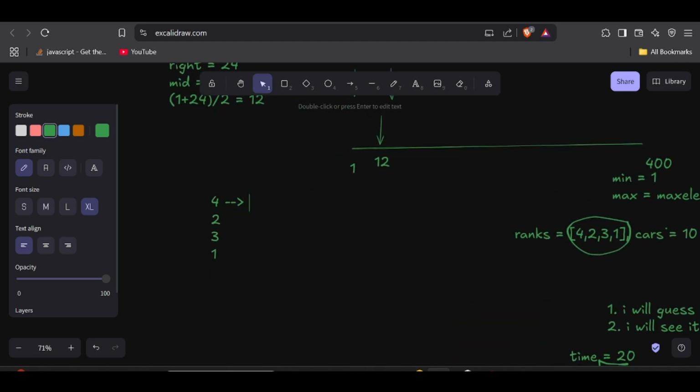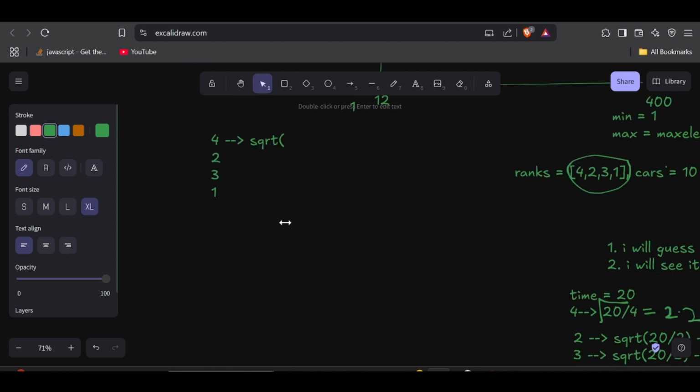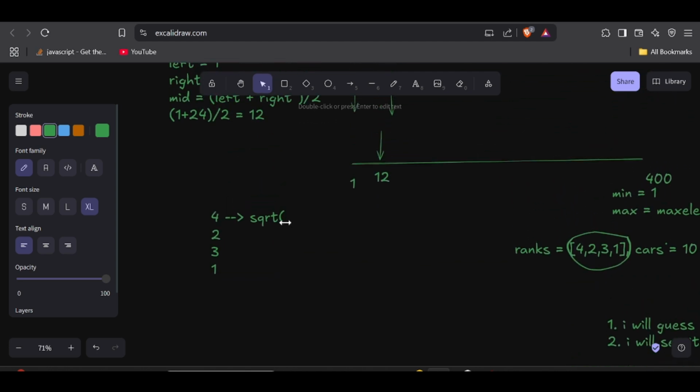So first of all, just find out square root of the time which I've given. 12 divided by 4. It will give me a square root of 3, which is around 1. Okay. Next, square root of 12 divided by 2, which will give me square root of 6. What is the square root of 6? It is around 2 point something. So we will just take it 2 because at the end we will be converting it into integers.